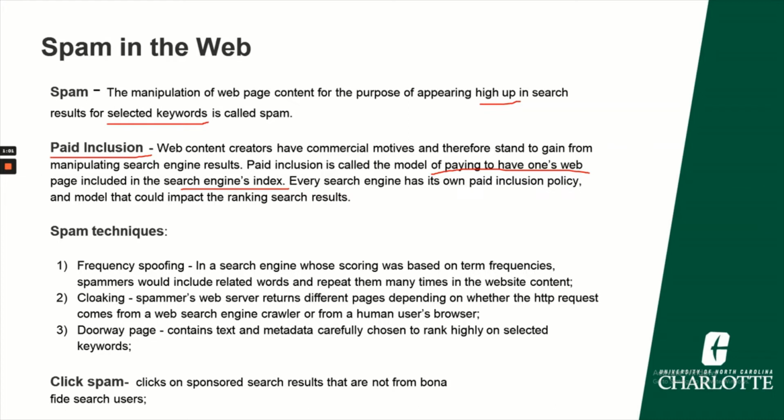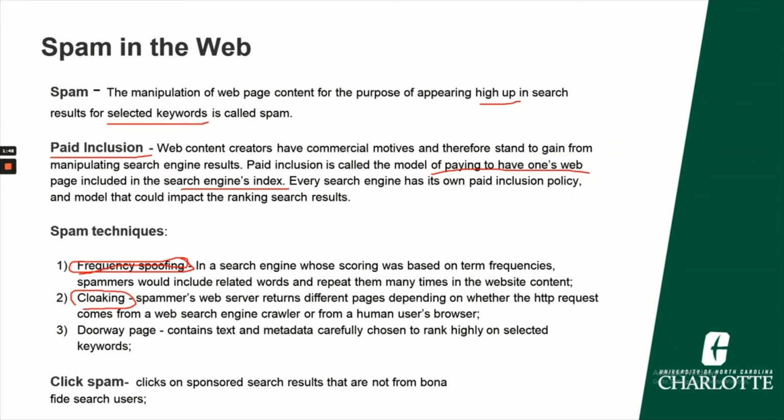So here are some spam techniques that are being used. This one has been used mainly in the past: frequency spoofing. In a search engine whose scoring was based on term frequencies, the spammers would include related words and repeat them many times in the website content. So this one is really about repeating related words on a page, and some more sophisticated spammers, to avoid disturbing the customers, specify the search term on the page with the same background color, so it's actually invisible to the human eye but visible to the crawler.